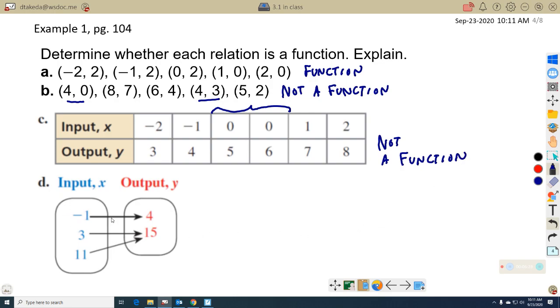Over here at D, -1 goes to 4, that's fine. 3 goes to 15, and 11 goes to 15, and that's okay too, because again, in the domain, each of these appear only once. It doesn't matter what they're paired with, as long as they don't appear more than once and are paired with 2 different members of the range. So this is a function.